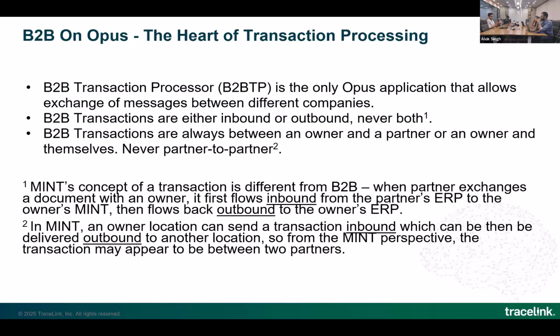Now, again, before I start explaining, these slides are taken from the product team directly. So at some places, these might have much more detailed information, which I might find difficult to explain sometimes, but I'll try to do justice. Okay, so what we should understand is B2B TP, the B2B transaction processor. It is the Opus application that allows exchange of messages between different companies.